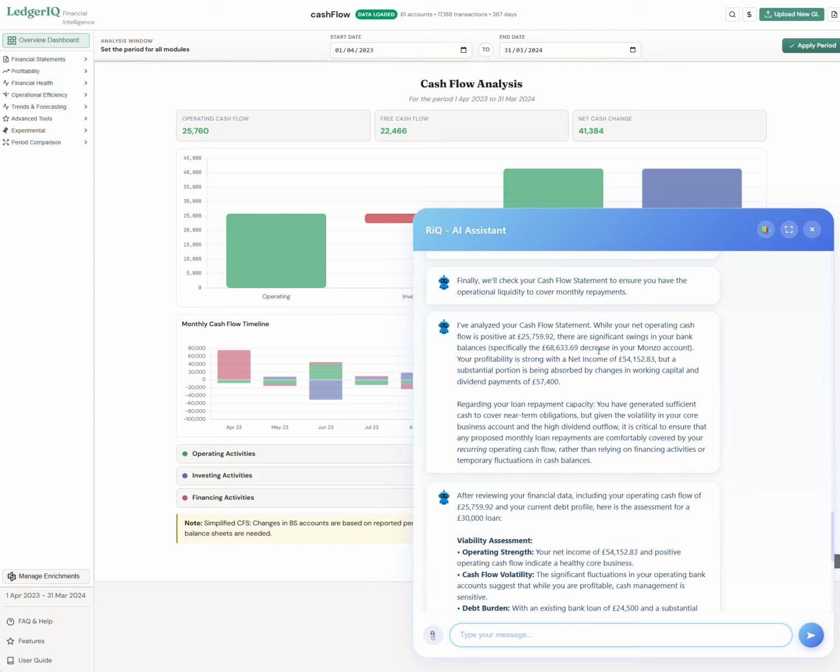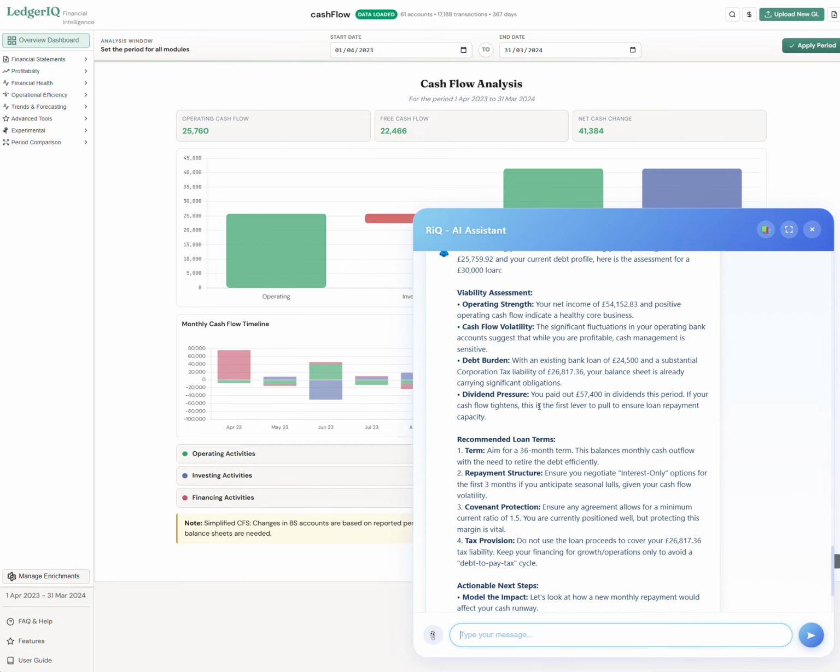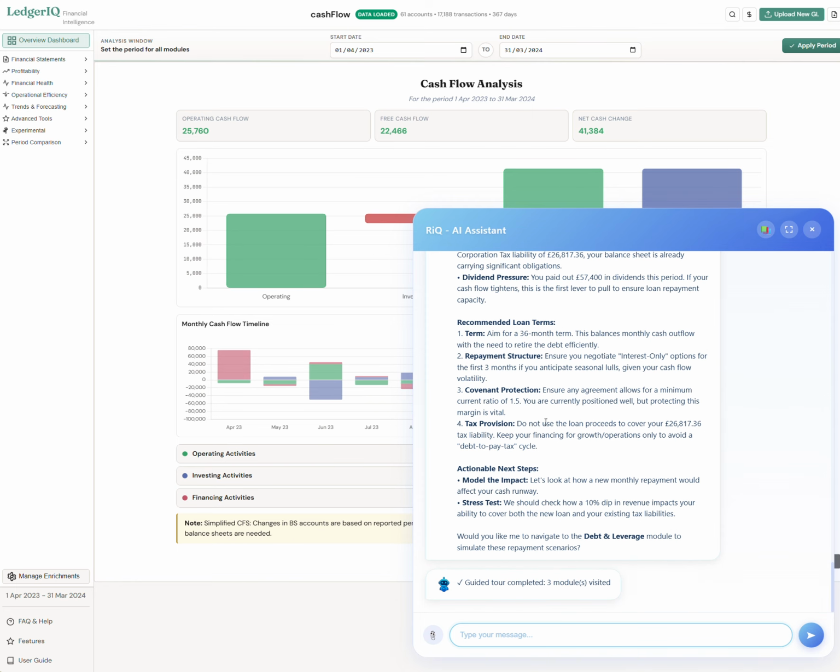Then it went to the cash flow statement. Regarding your loan repayment capacity, you have generated sufficient cash to cover near-term obligations, but given the volatility in your core business account and the high dividend outflow, it is critical to ensure that any proposed monthly loan repayments are comfortably covered by our recurring operating cash flow. And then it gives a proper breakdown at the end there with the recommended loan terms.